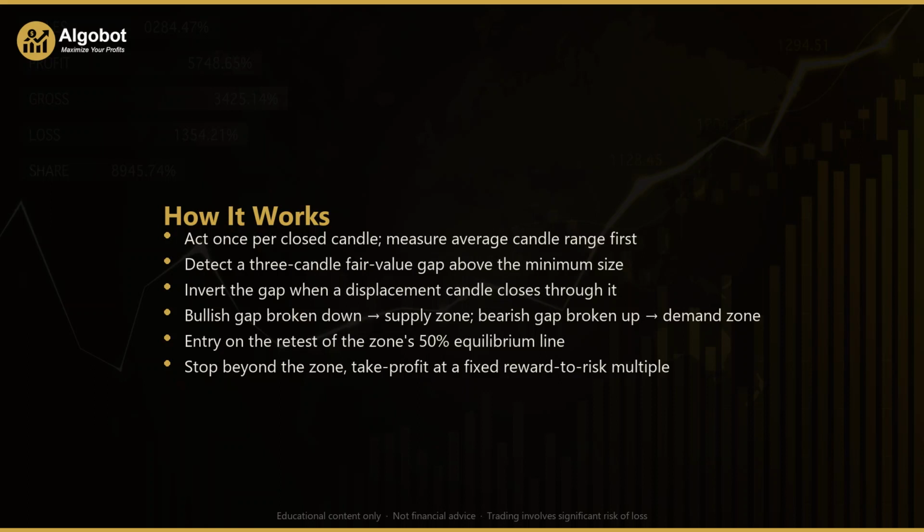Fourth, it waits for the retest. The strategy calculates the 50% line of the inverted zone, its equilibrium. For an inverted supply zone, when price retraces up and tags that line, the EA signals a sell. For an inverted demand zone, when price retraces down to that line, it signals a buy. Whichever zone price reaches first is the one that trades, and only one position is held at a time.